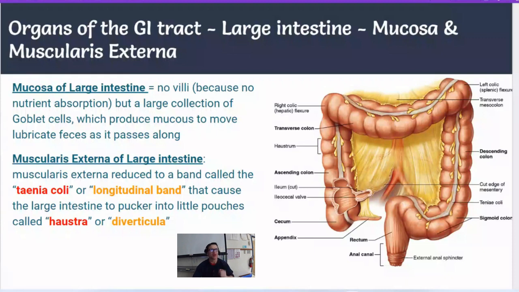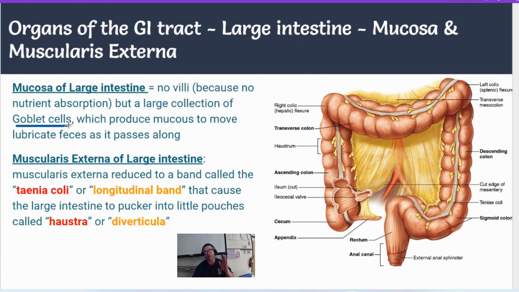All right, so we've reached our last slide: large intestine, mucosa, and muscularis externa. The mucosa of the large intestine has no villi, no finger-like projections that increase surface area like in the small intestine, because there's very little to no nutrient absorption here. So we're basically removing the last bits of water from the feces before it's going to be excreted from the body. It has a large number of goblet cells.